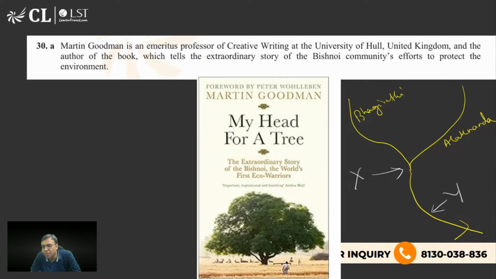What is X and what is Y? Y is Ganga, yes. Alaknanda and Bhagirathi meet to form Ganga. And on the Bhagirathi you will find Tehri Dam. Here you will find Tehri Dam.